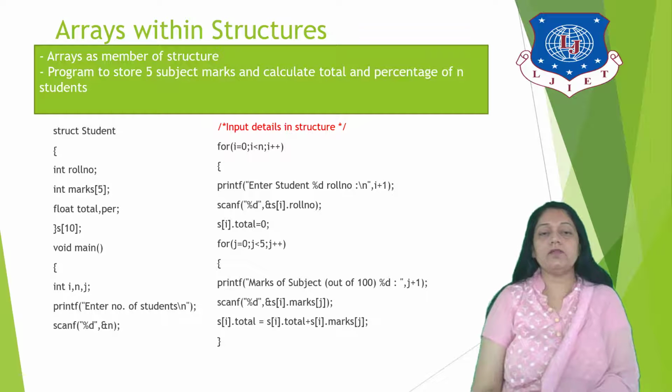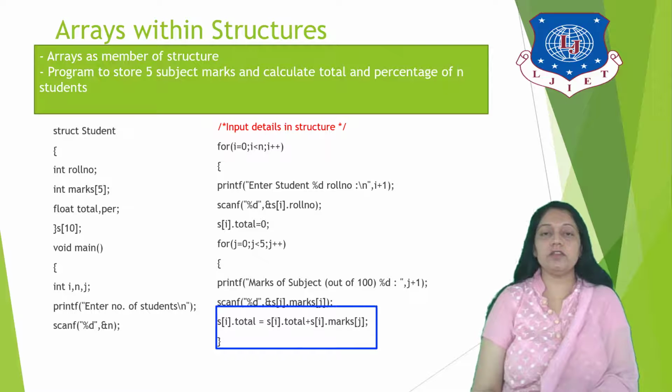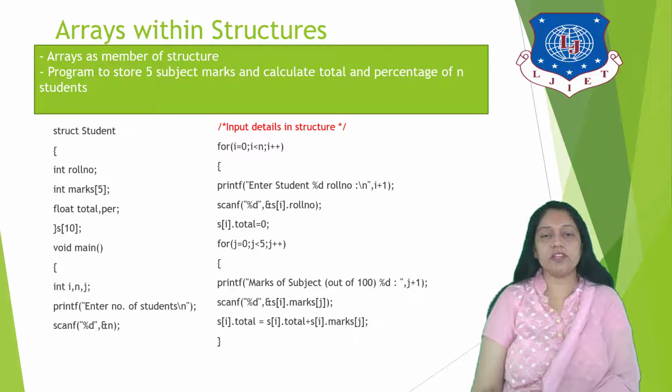Close the for loop. Whenever you are entering the value of marks, at the same time go on doing the summation also. For summation we'll use the formula sum is equal to sum plus some value. Here sum is our total, so s of i dot total. Total is a member of a structure, so make sure you use the dot operator to access it. So s of i dot total equal to s of i dot total plus s of i dot marks of j. You are entering the different subjects' marks, and at the same time we are doing the summation of all the marks for a particular student.